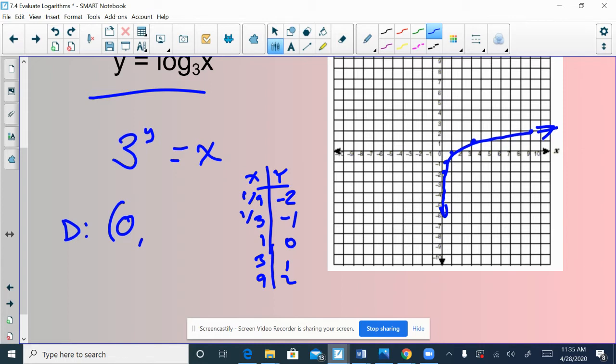So starting at 0, and then what x value does it go till? Well, it's going this direction forever, right? It's going to infinity there, so the domain would be 0 to infinity.